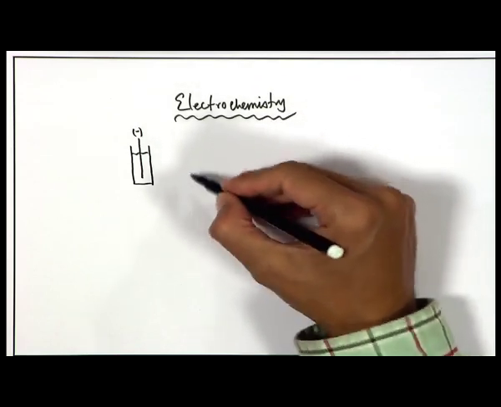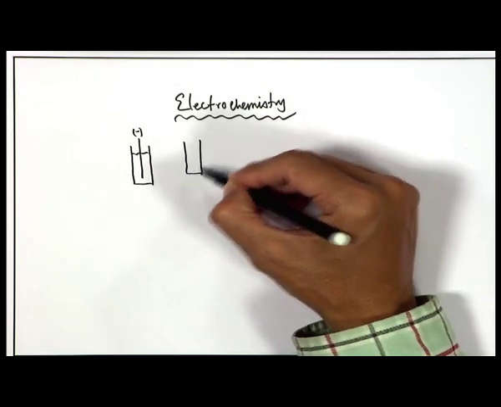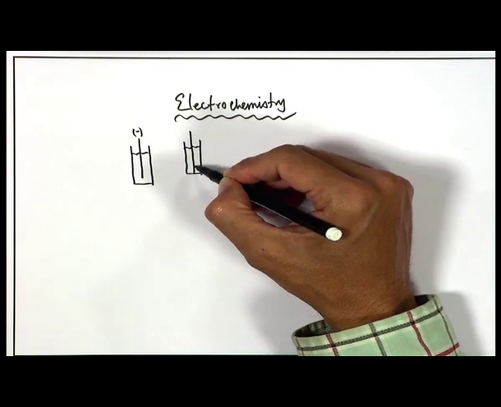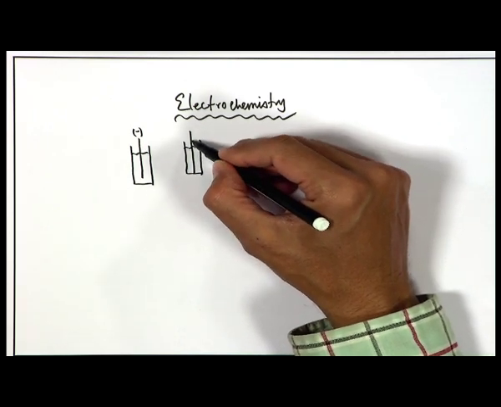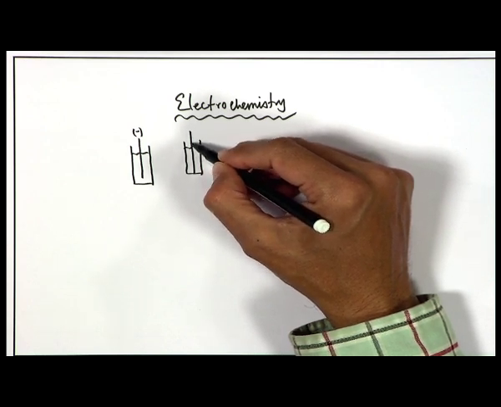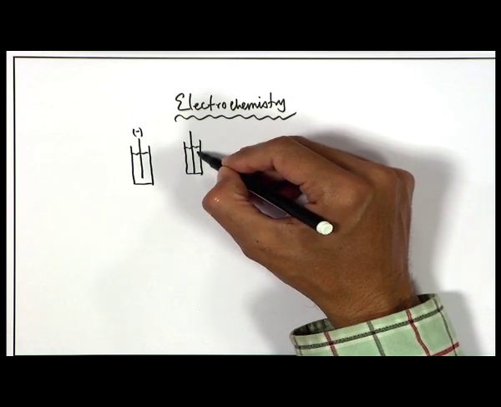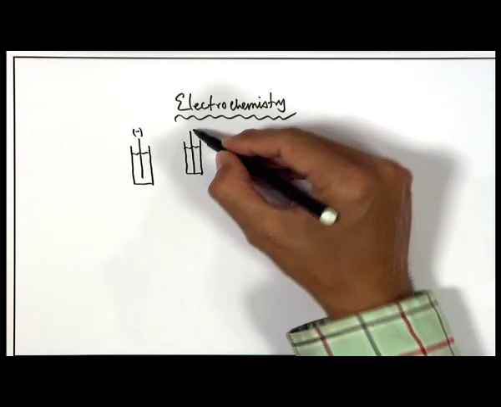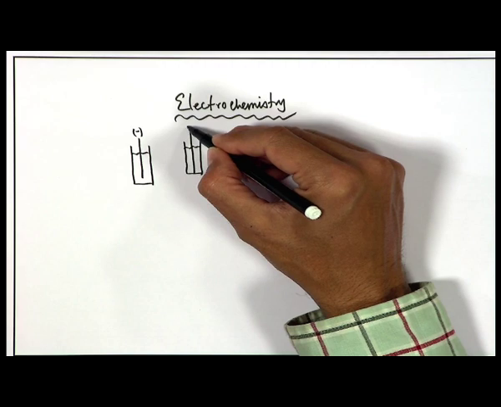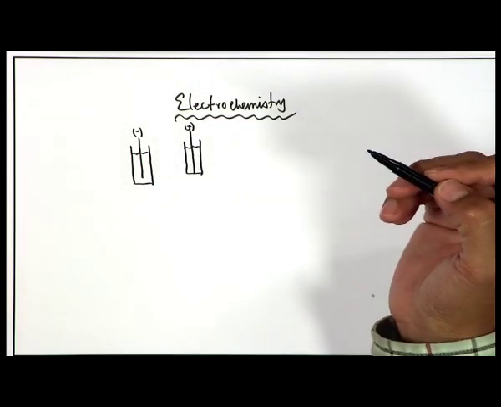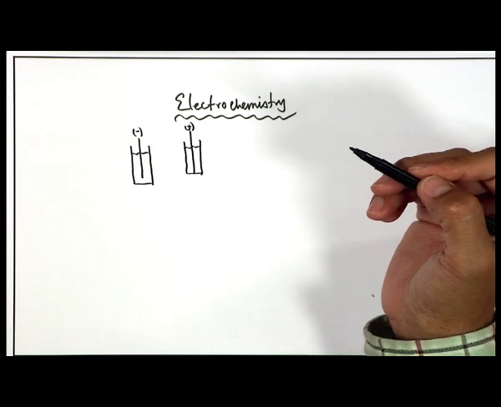And the reverse may also take place. You have the electrode dipped into the electrolyte solution, and the ions over here will accept electrons from the electrode and get reduced, and will be deposited onto this metal. So in that case, it will acquire a positive charge. So when you connect these two, it will form an electrochemical cell.